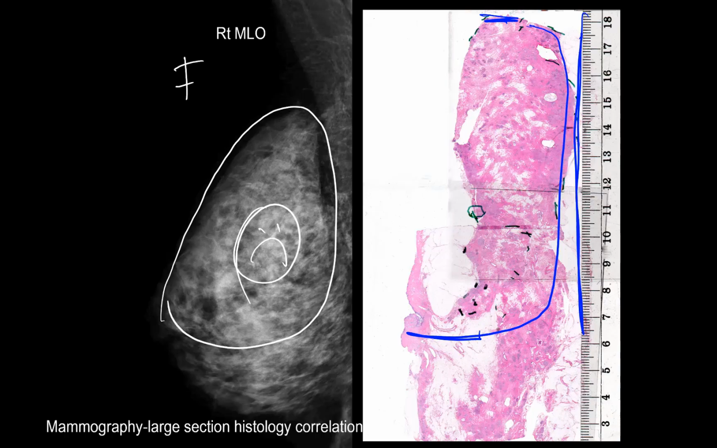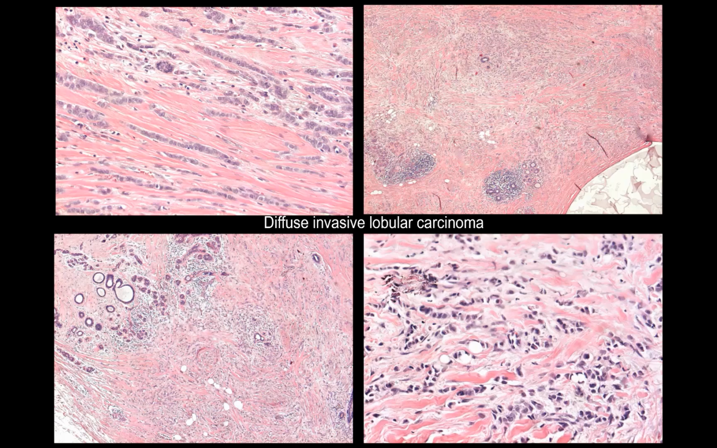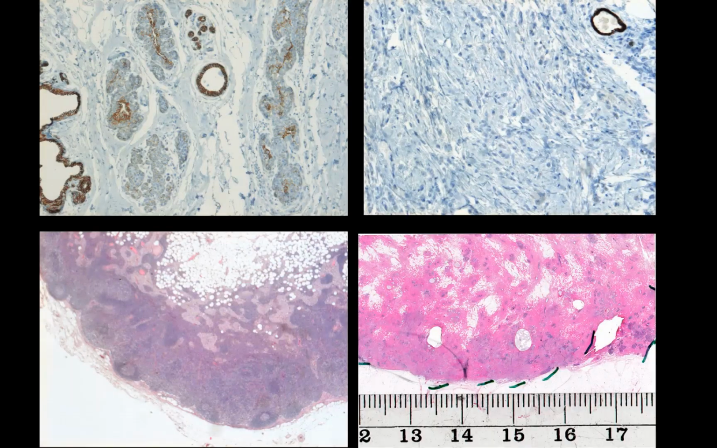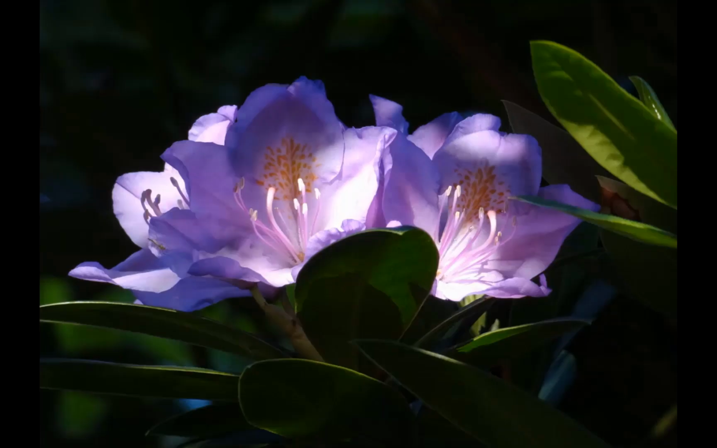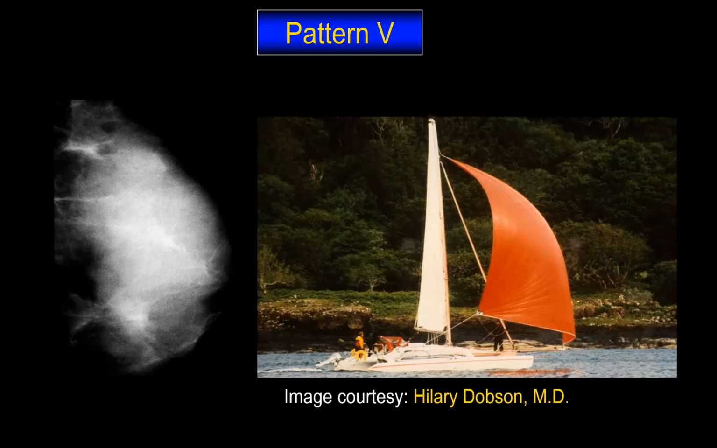Do we need full-field digital mammogram plus automated breast ultrasound? Yes. That's an aggressive carcinoma. 8 centimeters, says the pathologist. So now you think that that was difficult, then this is mission impossible.